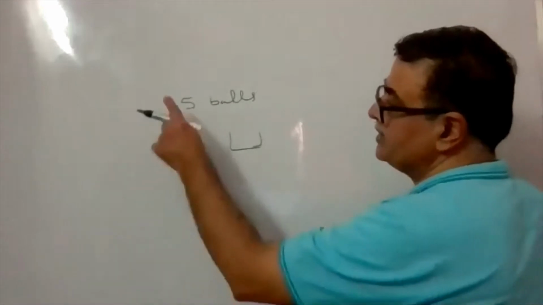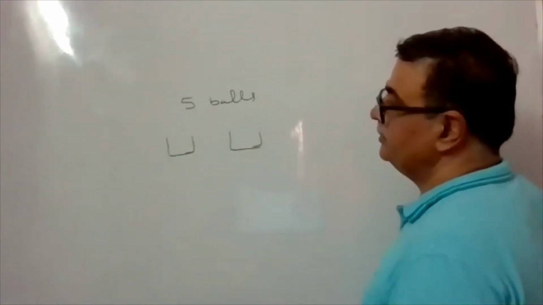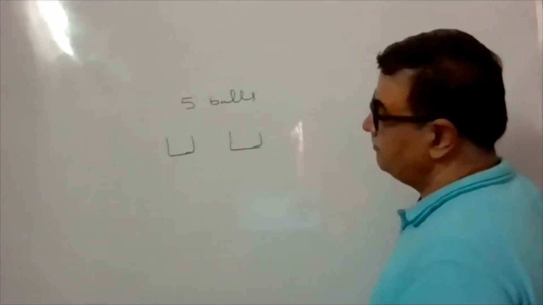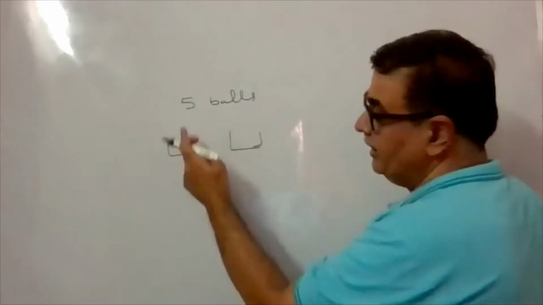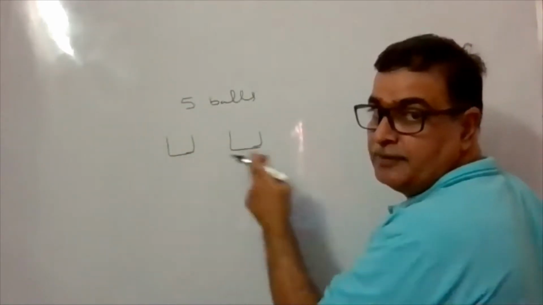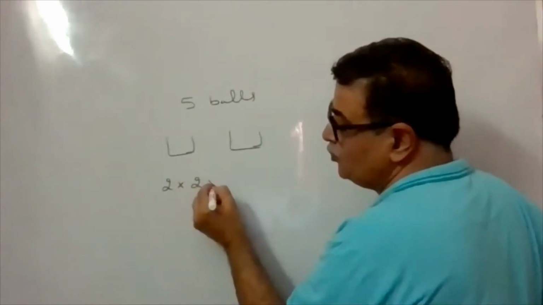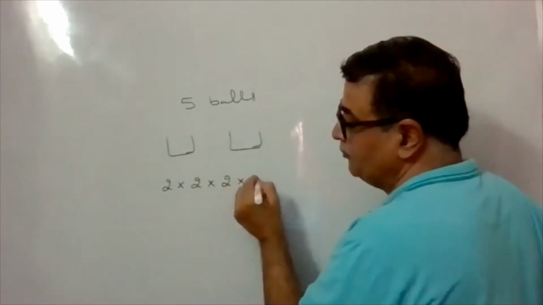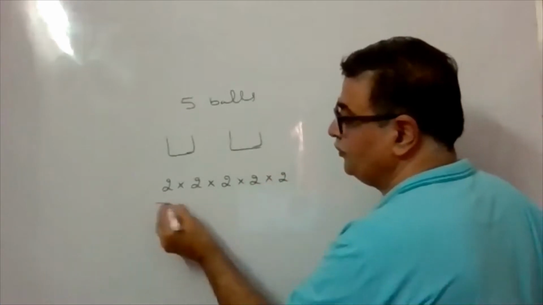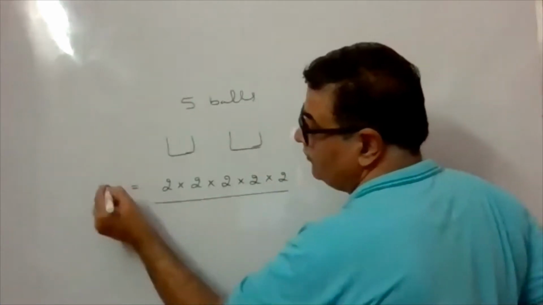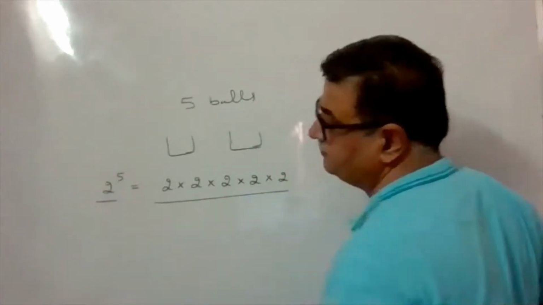What we do here, first ball if I take, I have 2 options. Anywhere I can place it, so it can be done in 2 ways. Second also has 2 options. Third also has 2 options. Fourth also has 2 options. Fifth also has 2 options. So the answer will be 2 power 5.